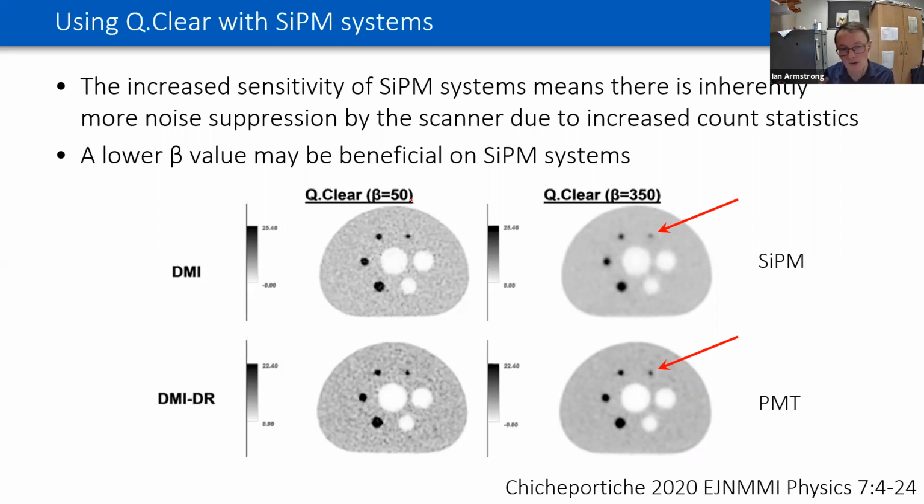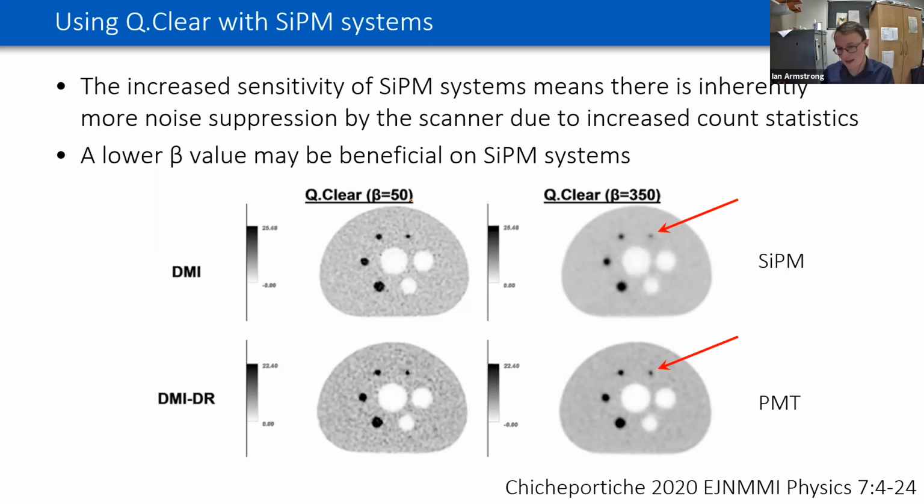And it's based on count density. So one of the things I wanted to focus on is, what is appropriate for these systems as they get more and more sensitive, both from a construction point of view as they get larger, but also from a time of flight point of view? How do we use something like Q.Clear? How do we control the noise propagation through it?